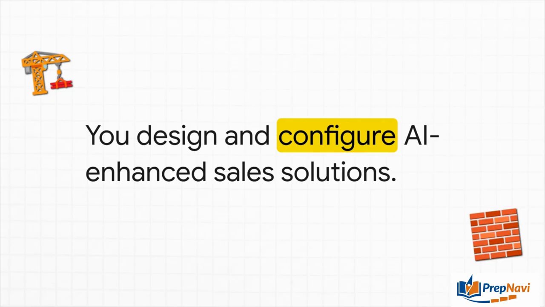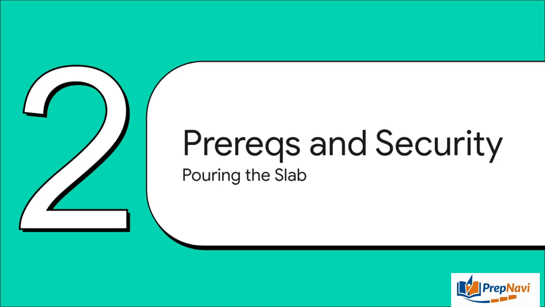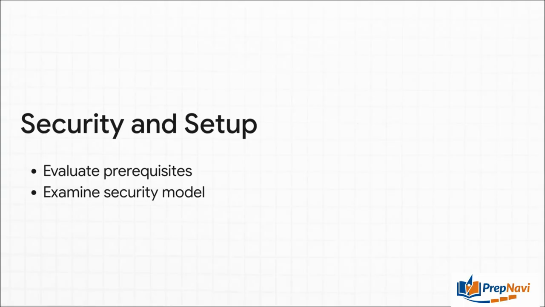Think of this specific exam section kind of like building a house. If your foundational security, your basic process flows, and your core setups are cracked or misaligned, well, none of the fancy AI appliances are going to work when you finally move them in. You absolutely have to get the groundwork right first. Which brings us to Section 2, Prerequisites and Security. Pouring the concrete slab.